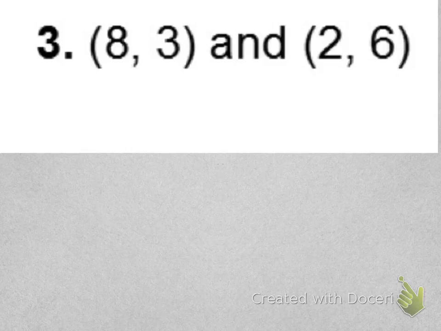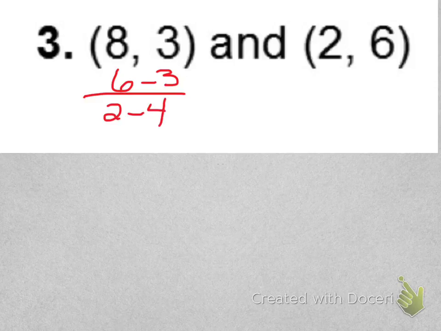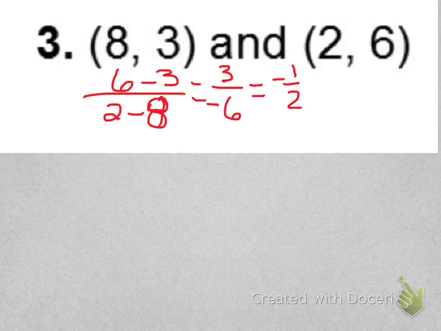For the next one, we're going to need to find the slope and then use the point slope formula. So let's find the slope. 6 minus 3 over 2 minus 8. Sorry, 2 minus 8. So 6 minus 3 is 3, and 2 minus 8 is negative 6. So that's negative 1/2. So my 8 is my x1, my 3 is my y1.